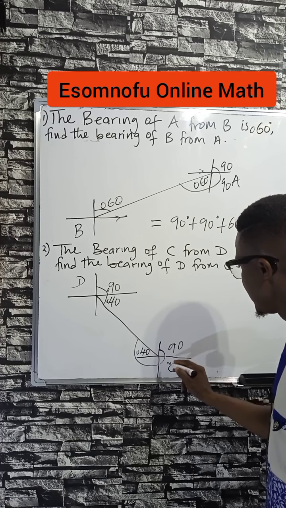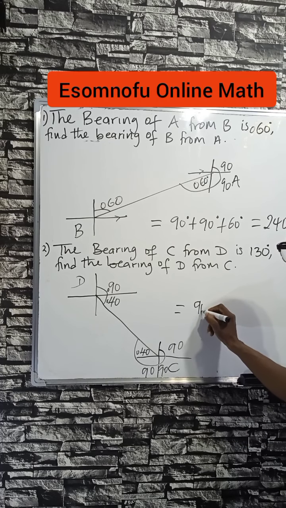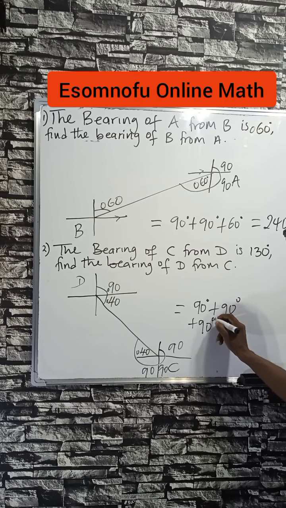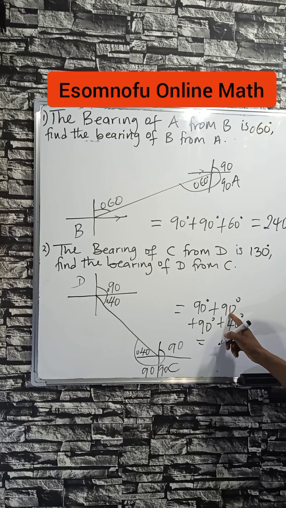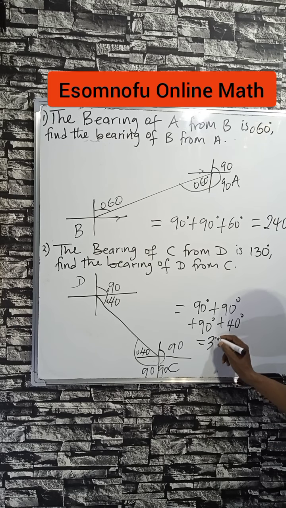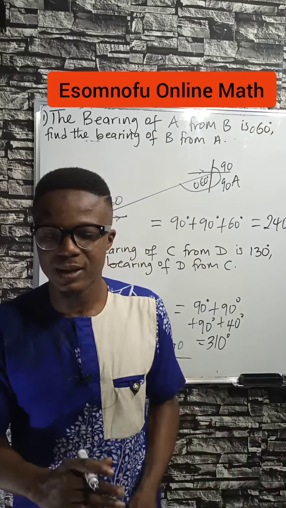And this is 90, this is 90, and this is 90. So the required bearing is 90 degrees plus 90 degrees plus 90 degrees plus 40 degrees. 90 plus 90 is 180, plus 90 is 270, and 270 plus 40 is 310 degrees. And this is the solution to these bearing problems.